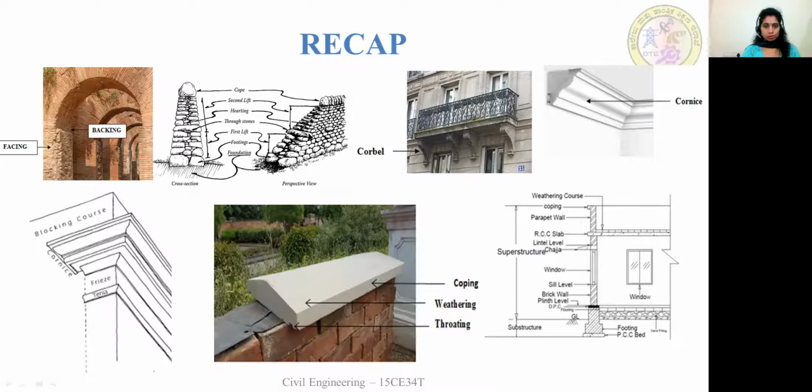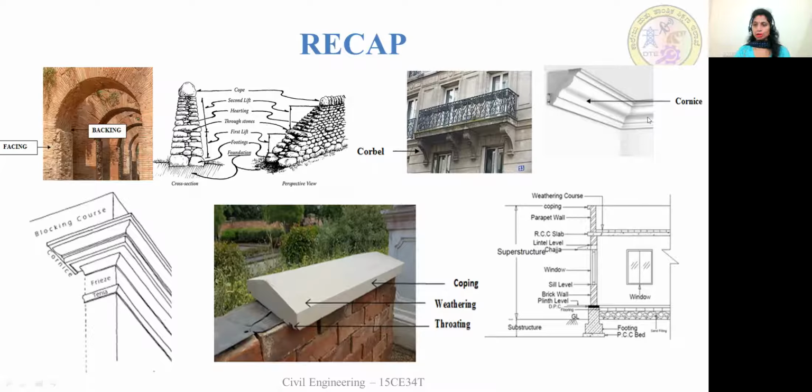Next one is through stone. It is a single stone provided from facing to backing to increase the lateral stability of the wall. That is called through stones. Next we have seen corbel. It is the projecting stone which is provided below the roof level, or below the shade, on the exterior side, and is known as corbel.